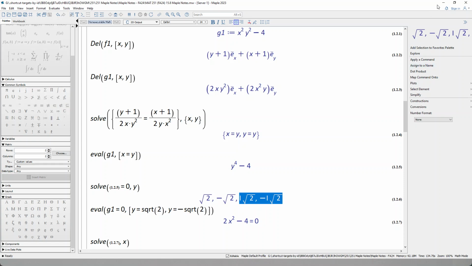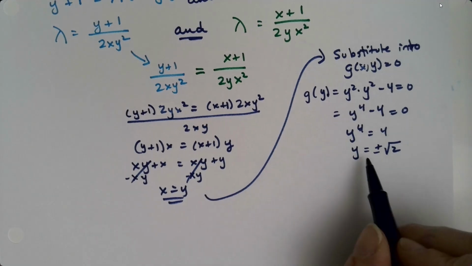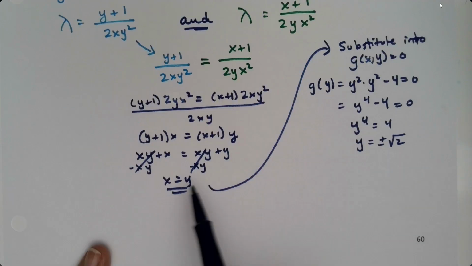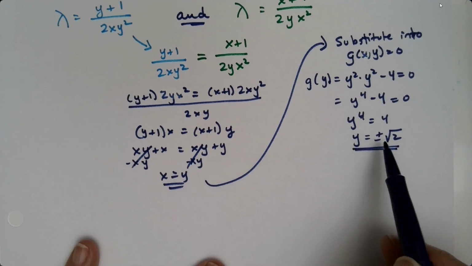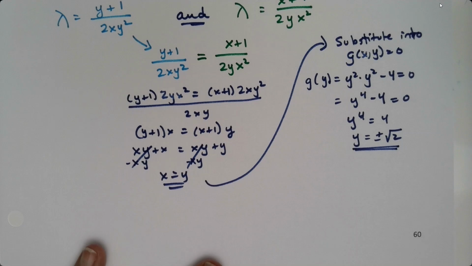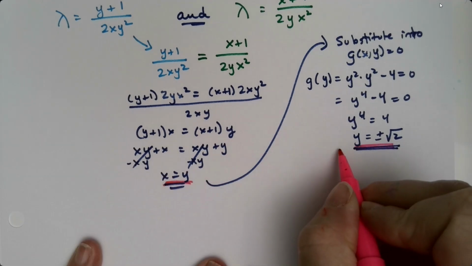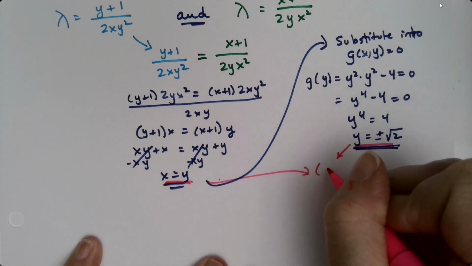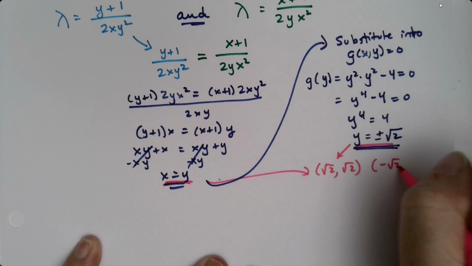All right, then to get your x's to go with it, you just say, well, let's think. If x is equal to y, let's put it that way. So if I know that x is equal to y and I know what y is, putting these two facts together, I get my critical points, right? So I have square root of 2, square root of 2, and negative square root of 2, negative square root of 2.